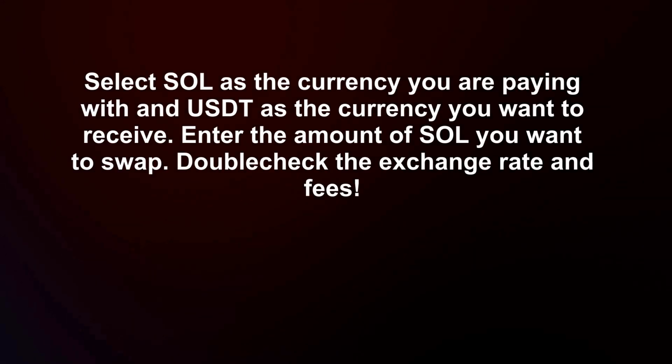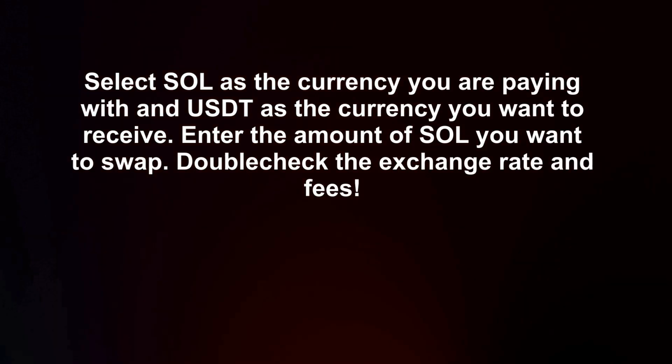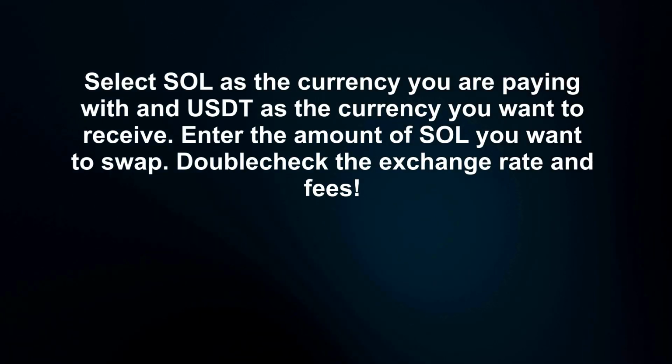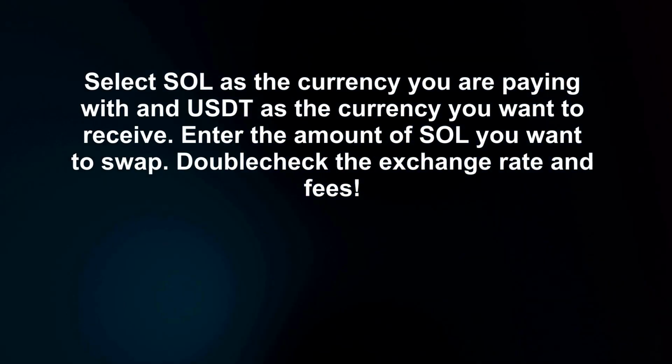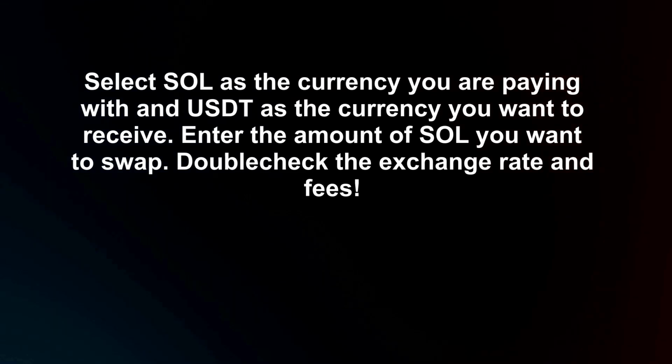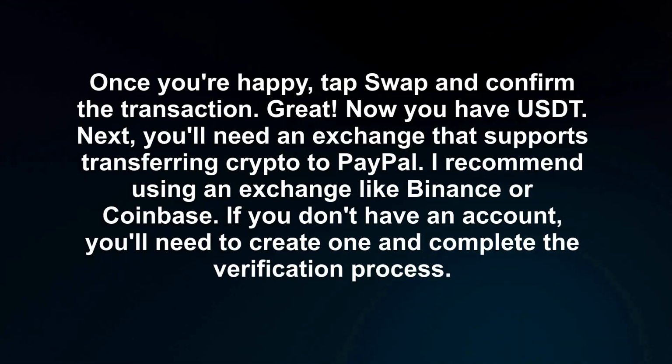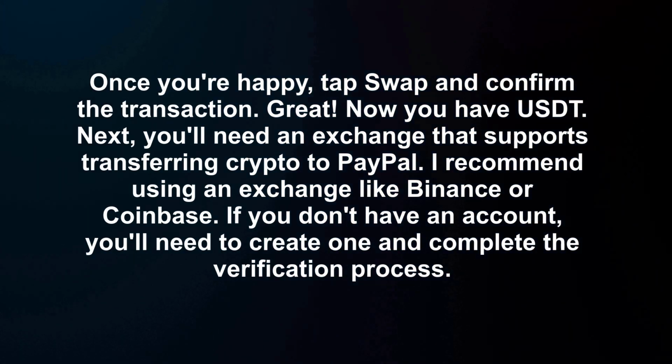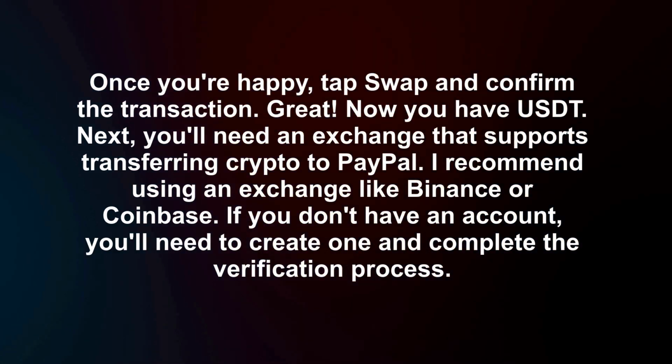Select SOL as the currency you are paying with and USDT as the currency you want to receive. Enter the amount of SOL you want to swap. Double-check the exchange rate and fees. Once you're happy, tap swap and confirm the transaction. Great. Now you have USDT.